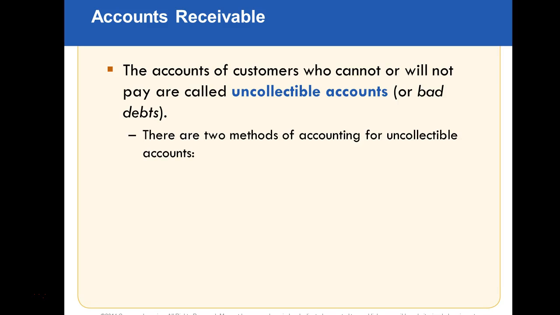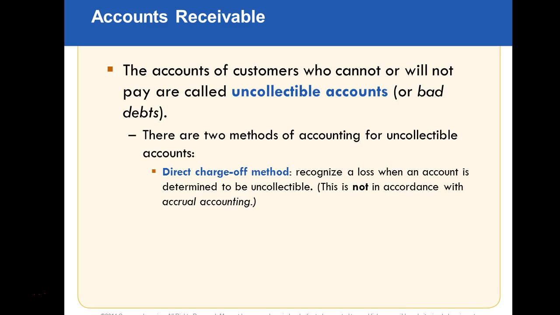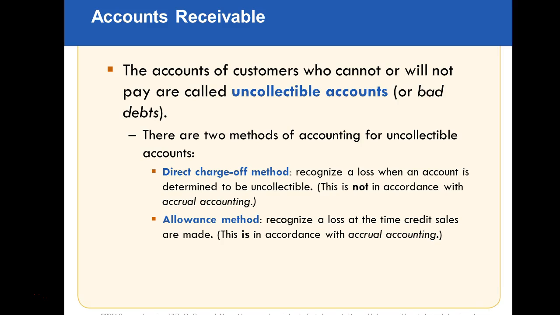The accounts of customers who cannot or sometimes will not pay are called uncollectible accounts, or we call them bad debt. There are two methods that we account for these bad debts. One is called the direct charge-off method, where we take a loss when we determine this particular account we're no longer going to get paid for. The problem with the direct charge-off method is it's not in accordance with the accrual method, because we only record it once we know we're not going to get paid for it. So the allowance method is more in line with accrual accounting and GAAP.